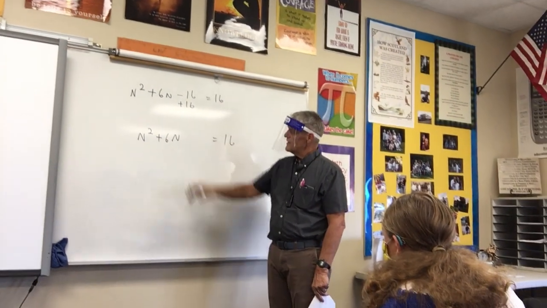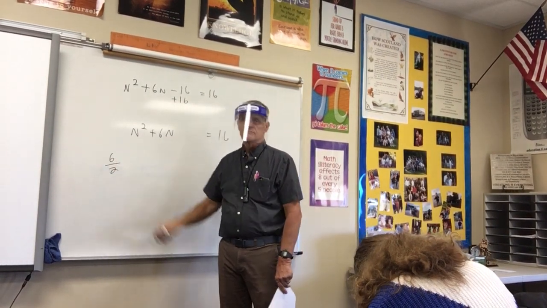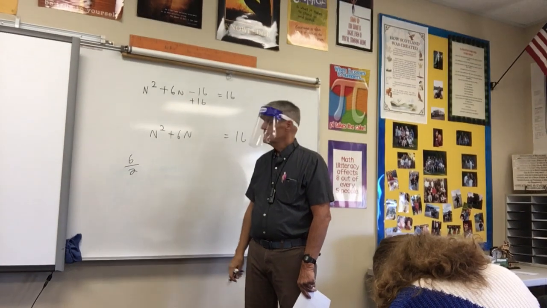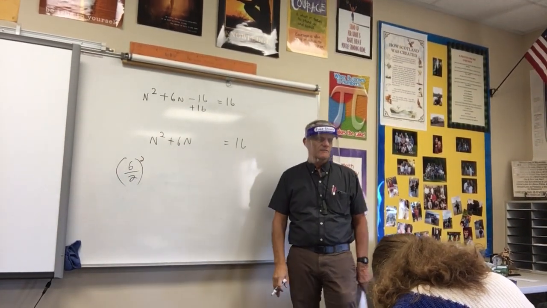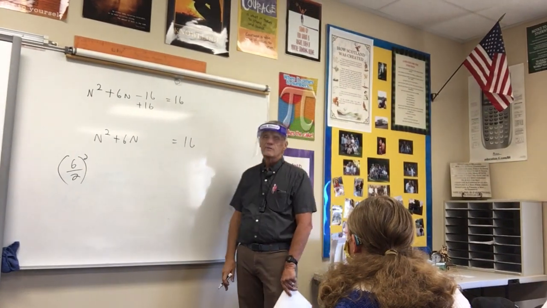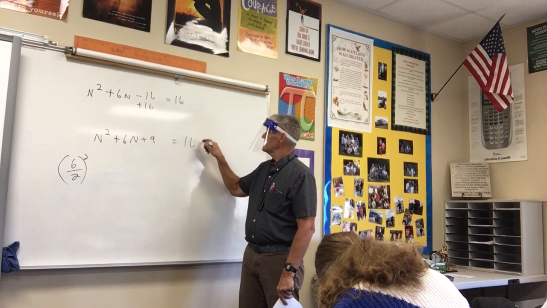So now I'm going to complete the square. 6 divided by 2, square that. 6 divided by 2 is 3. 3 times 3 is 9, plus 9, plus 9.